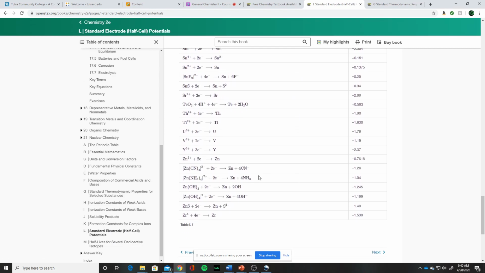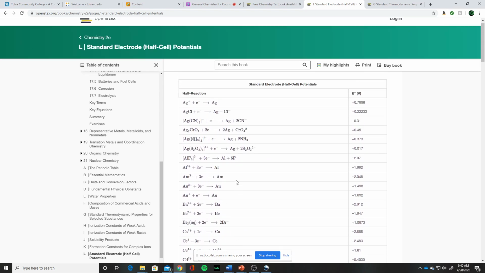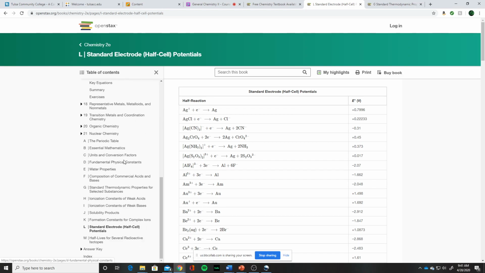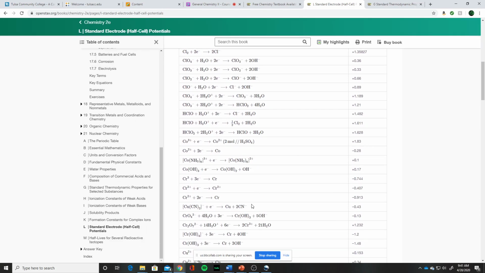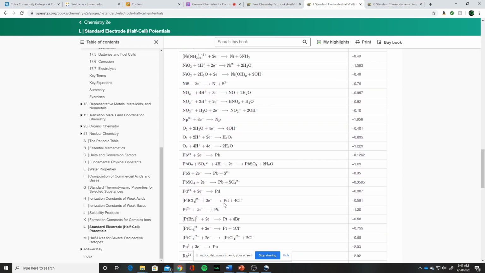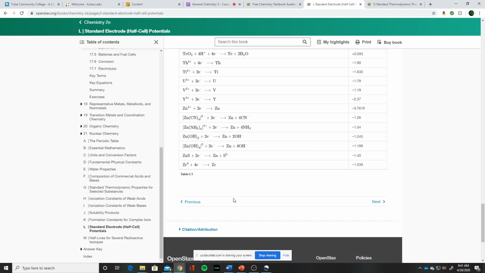So if you're having trouble finding one there, Appendix L, which is a few pages after Appendix G, would give you all of the half cells that you would possibly need, because this is more than even what's on that image on the other screen. So you should have all you need to solve those equations.